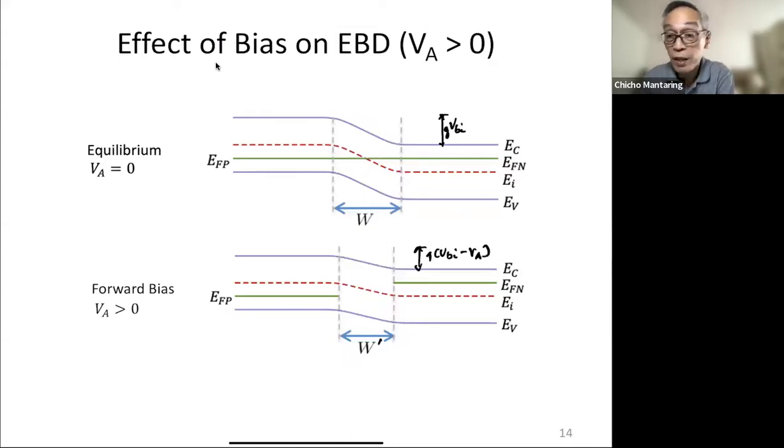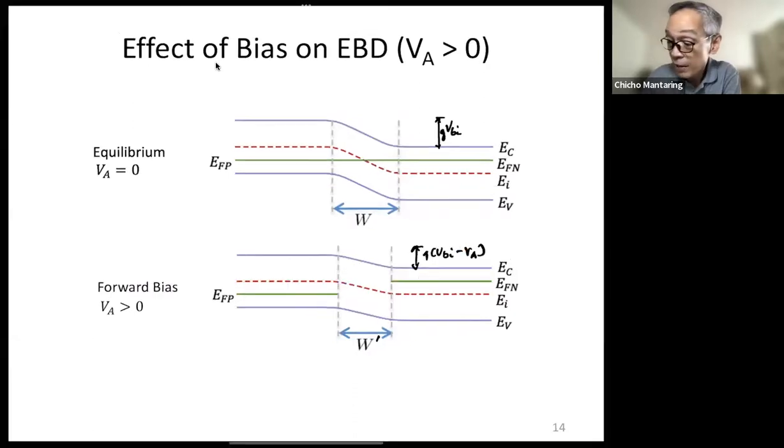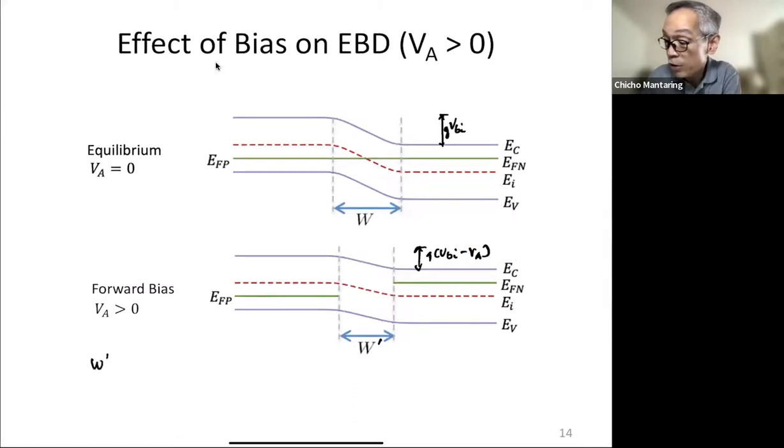So the energy bending is going to be less. My W prime is going to be less than W. My depletion region is going to become narrower. This one is going to get smaller.